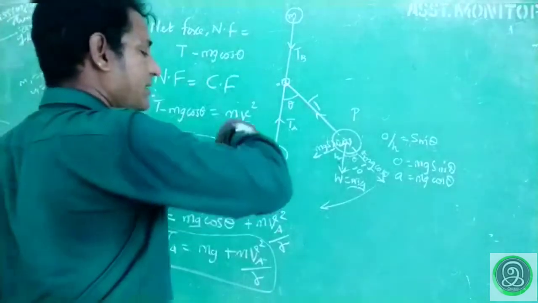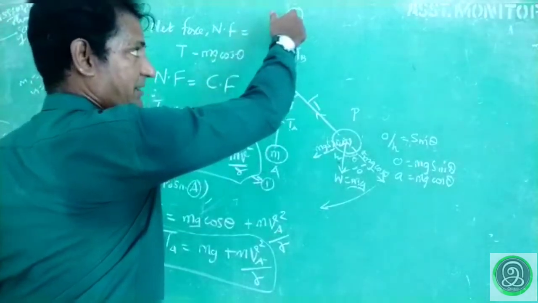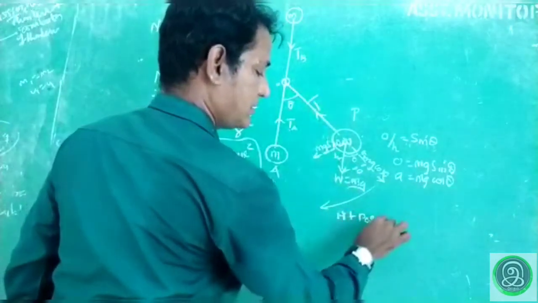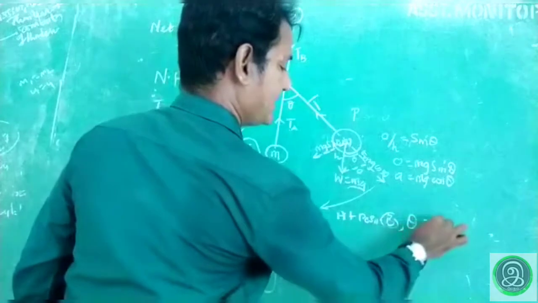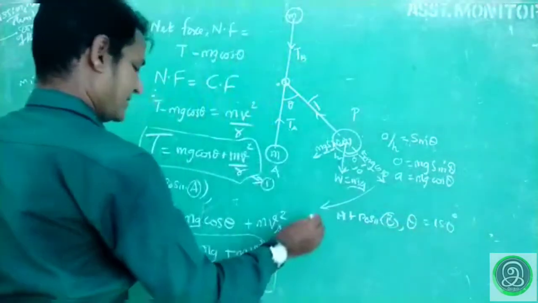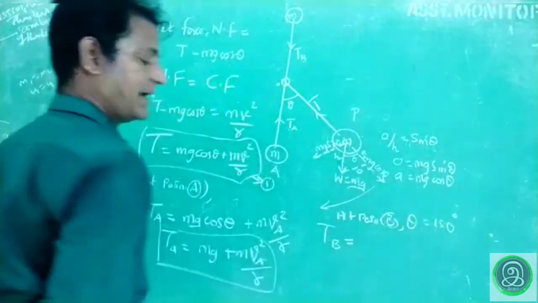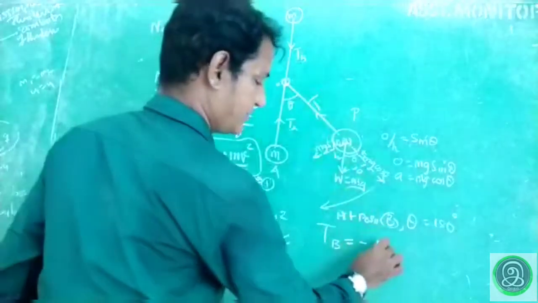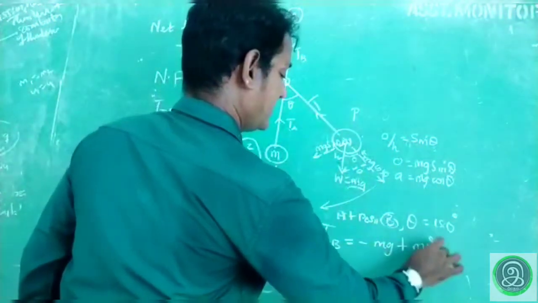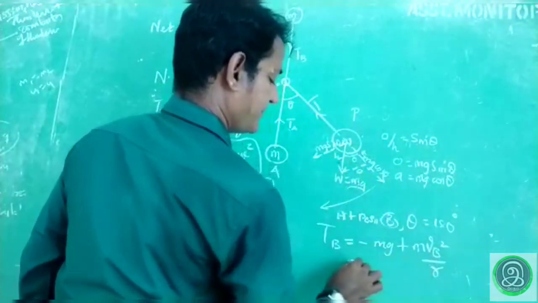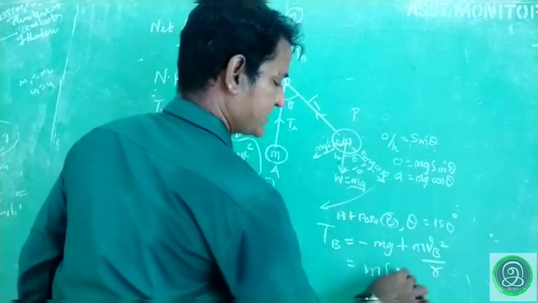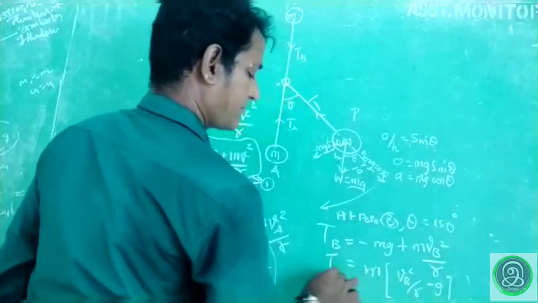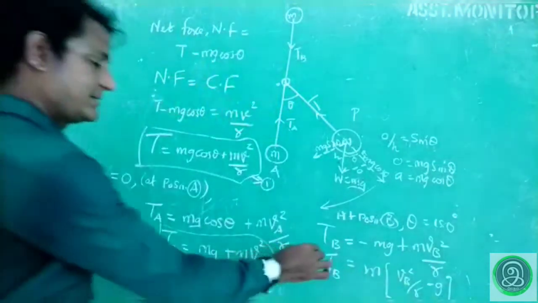When the stone goes to the top level B, at the position B, theta is equal to 180 degrees. So now tension at B becomes mg cos 180. Cos 180 is minus 1. So minus mg plus mVb squared by R. So taking m commonly outside, Tb equals m times Vb squared by R minus g.